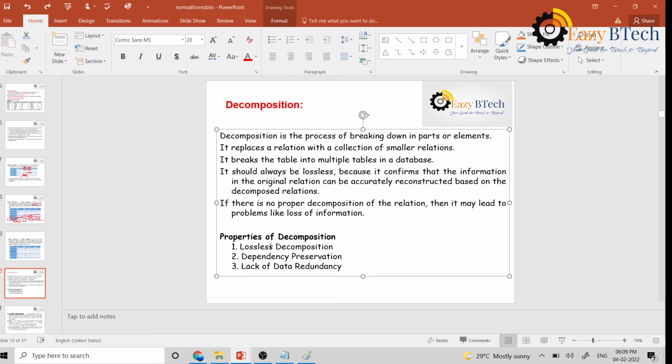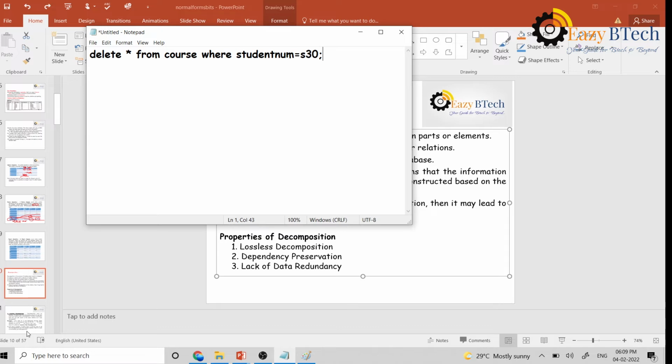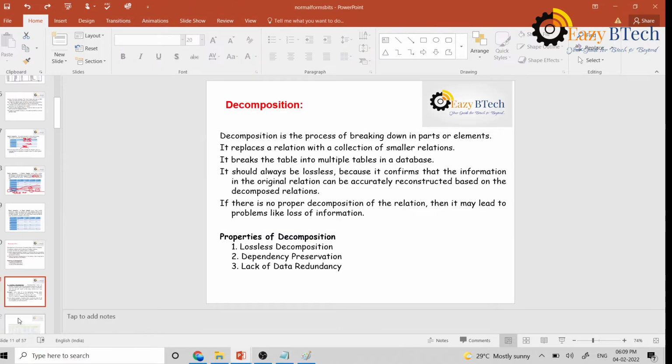Okay, what are the properties of decomposition? Directly we cannot decompose the data. Okay, when we have to decompose the data, lossless decomposition. Lossless decomposition is nothing but, okay, I'm explaining with another example.